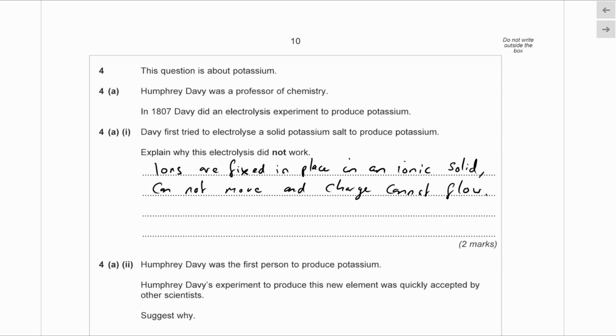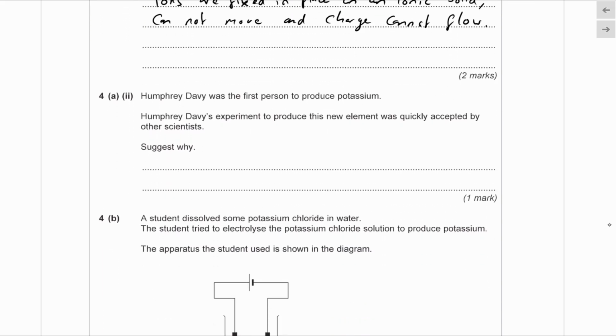Right, in order for it to flow, you'd have to either have an aqueous solution of the potassium salt or a molten liquid potassium salt if you melt it. All right, because then the ions are free to move and charge will be able to flow.